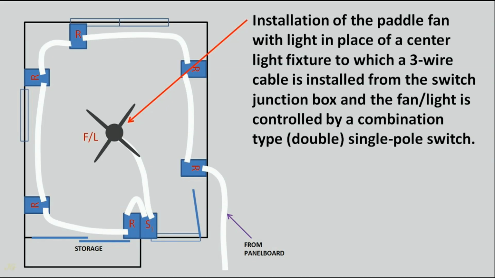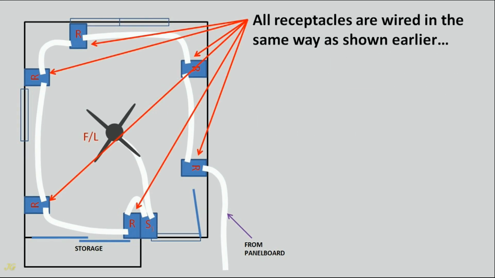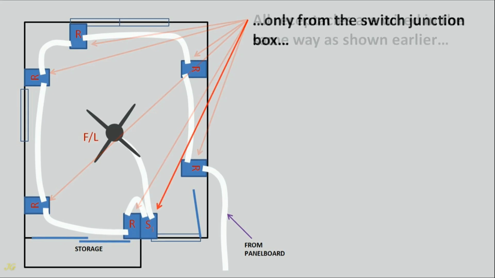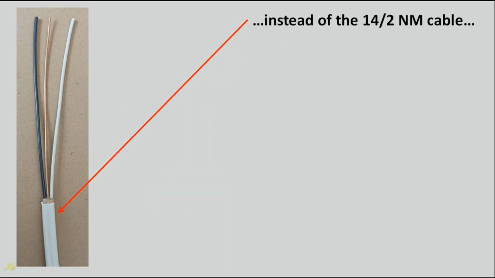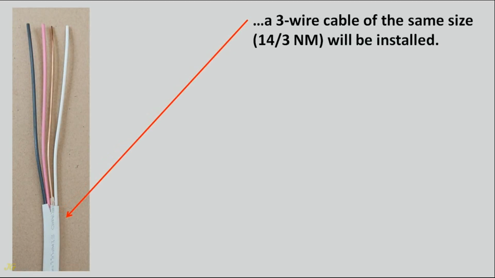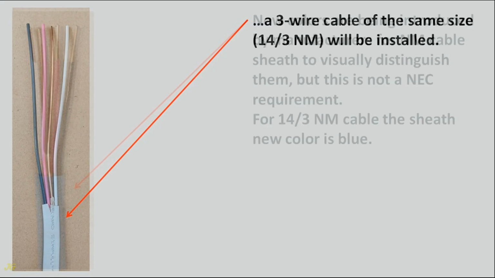Installation of the paddle fan with light in place of a center light fixture, to which a 3-wire cable is installed from the switch junction box, and the fan light is controlled by a combination type, double, single pole switch. All receptacles are wired in the same way as shown earlier, only from the switch junction box, instead of the 14.2 NM cable, a 3-wire cable of the same size, 14.3 NM, will be installed.